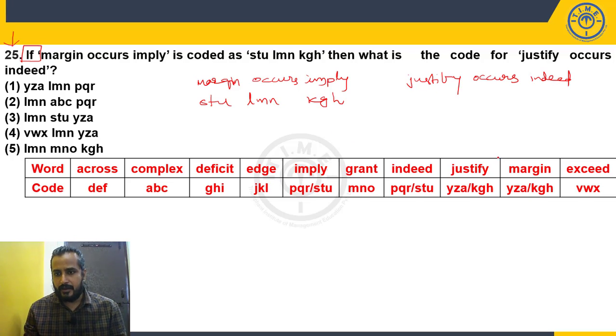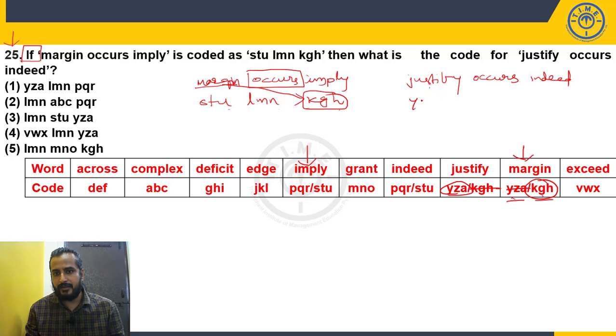Look at this. We are unable to identify the code for margin and we are unable to identify the code for imply, and occurs is the new word. Occurs is the new word, right? Now, what is the code for margin? YZA or KGH, one of these two. But among these three codes, what is available among these two? KGH. So margin is coded as KGH. When margin is KGH in this question, definitely justify will be YZA.